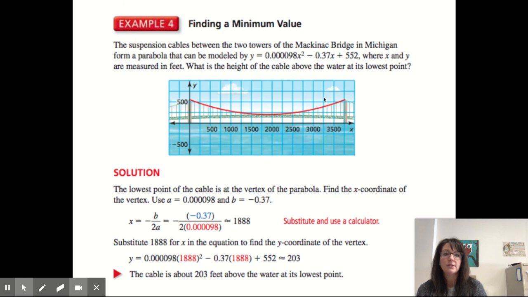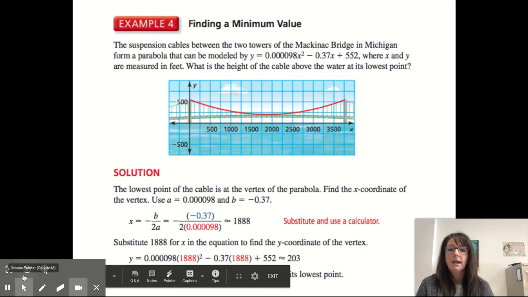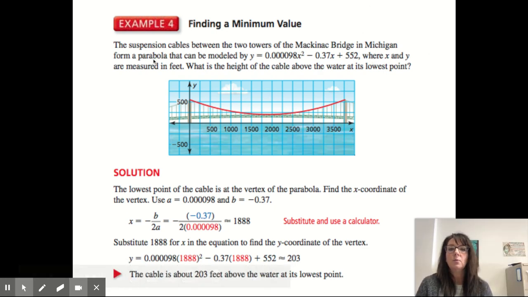So this red part that you're seeing is part of a parabola. It's the cables between the bridges in Michigan. And here is the function that models the amount of slack, or arc, at this point in the bridge. X and Y are measured in feet. What is the height of the cable above the water at its lowest point?